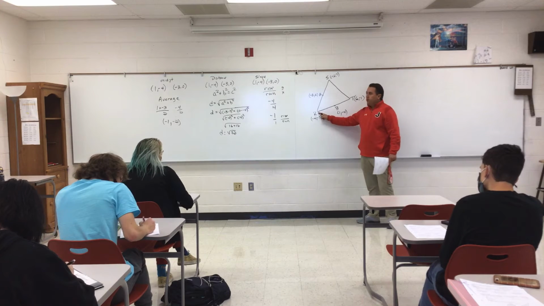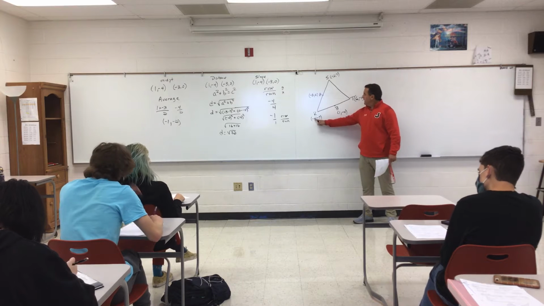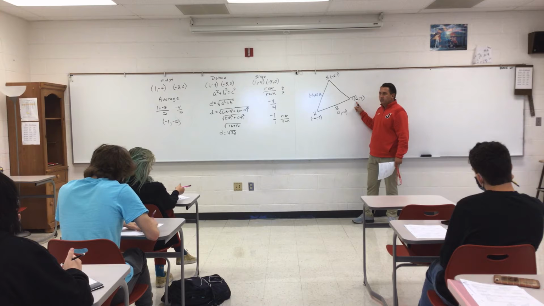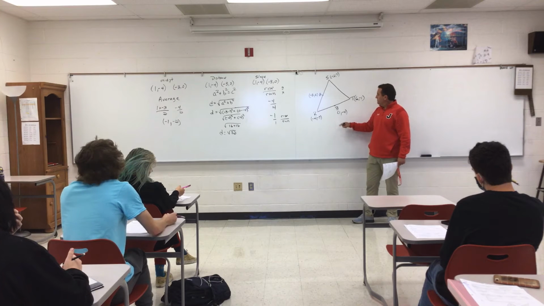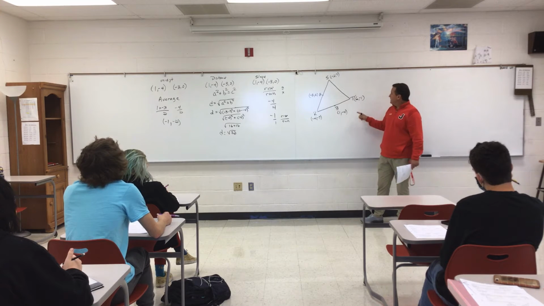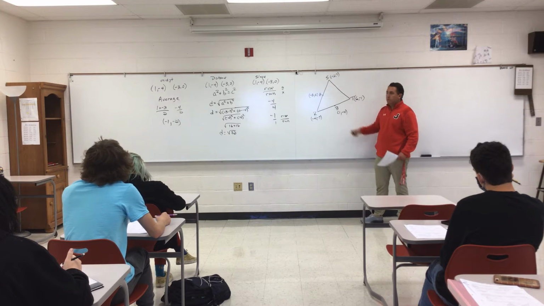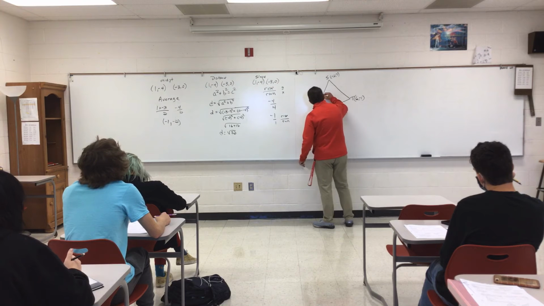Then we did the same thing for RT, found its midpoint. -4 plus 6 is positive 2, sorry. Divided by 2 is 1. -7 plus -1 is -8. Divided by 2 is -4. Your B point should be at 1, -4. And then we connected them.